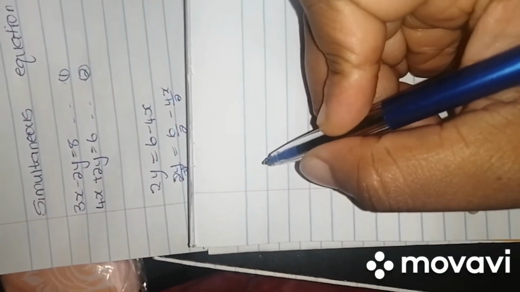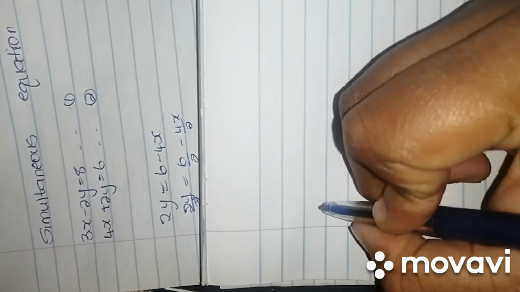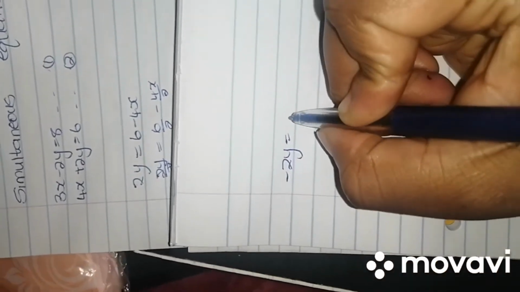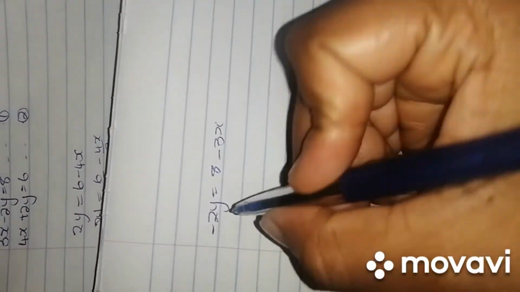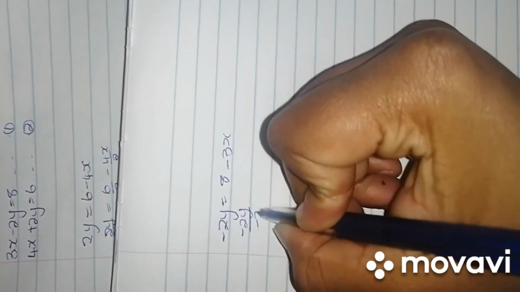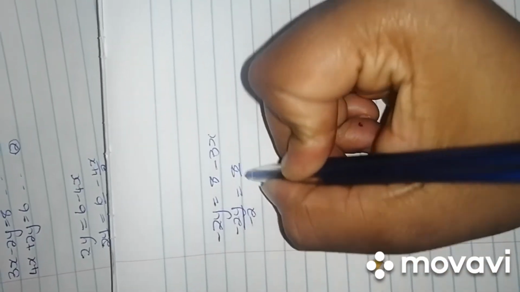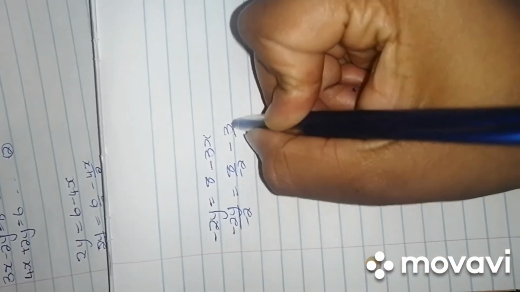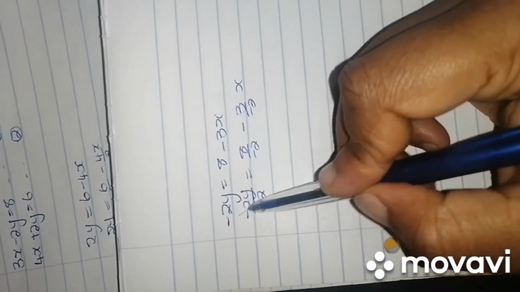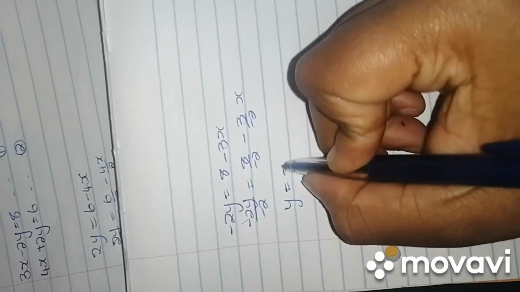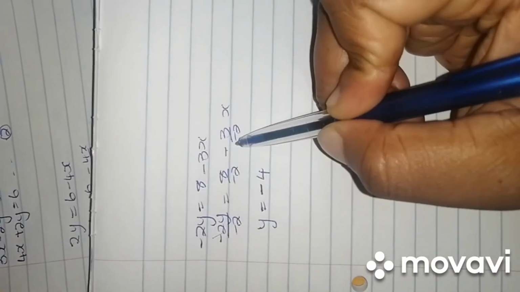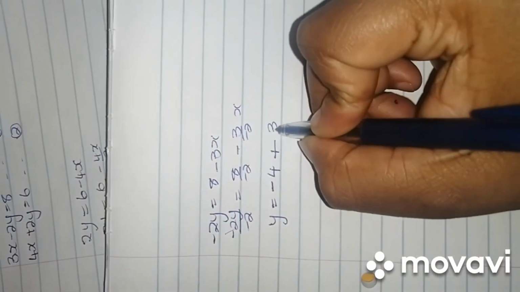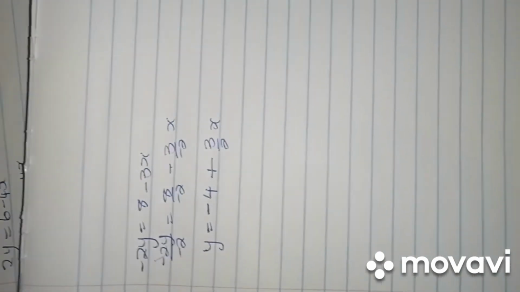So we write y in terms of x. We're having minus 2y is equal to 8 minus 3x. We divide both sides by negative 2. So we're going to have negative 2y divided by negative 2 is equal to 8 divided by negative 2 minus 3x divided by negative 2. So we're going to have y is equal to minus 4. 8 divided by 2 is 4. Negative divided by negative is positive, so plus 3 over 2 x. We did solve for y.